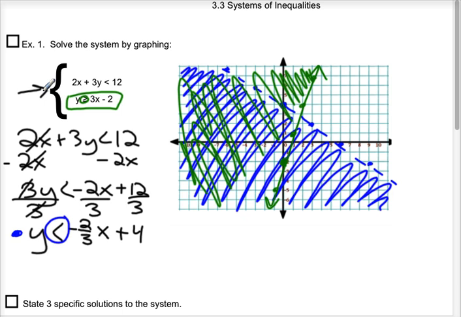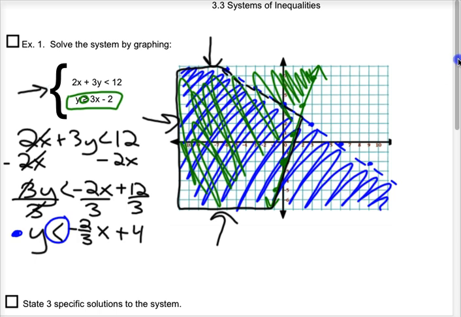So what does that mean? This kind of looks a little bit messy right now. There's a lot of shading going on. So what I want you to see is where is the actual solution? Well, the actual solution is where it's double shaded. All right, so where it's double shaded, we have our dotted line there, solid line here, then everything in this region that I just highlighted, everything in there is our solution region where it is double shaded.